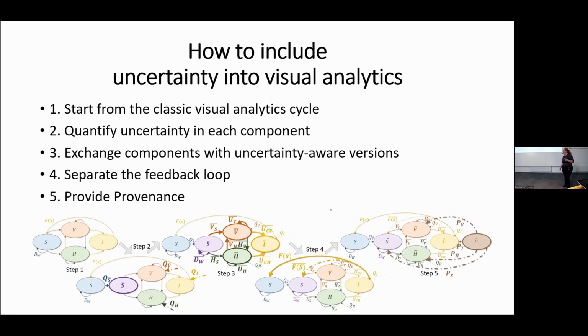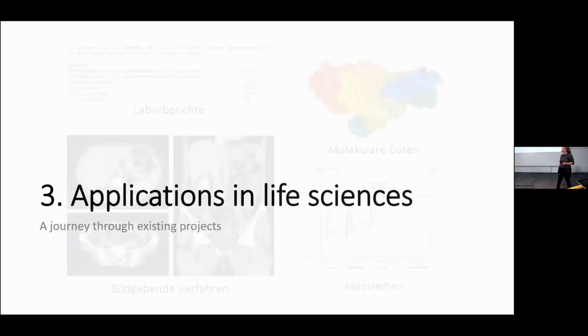And the next step says, separate your feedback loop, make sure that you're aware of what comes directly as an insight with an uncertainty attached and whatnot. And the last part is the provenance that I've been talking about. So find strategies that track down all the uncertainties when you're running the cycle, when you're creating new visualizations, when you're adapting the visualization, when the user is interacting with it, and so on and so forth. So, okay, that was the theoretical part.